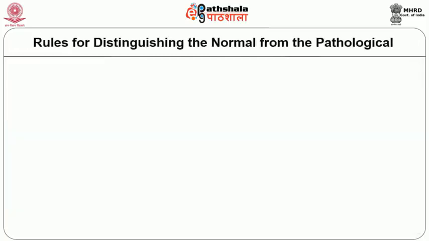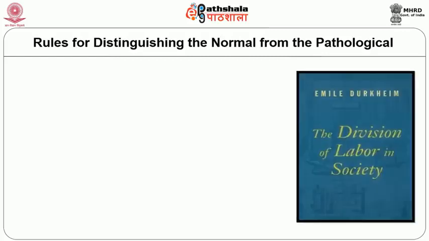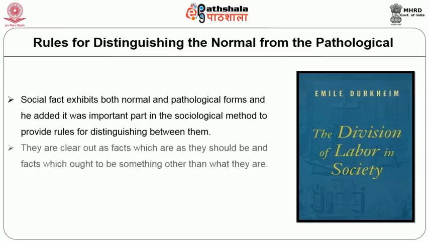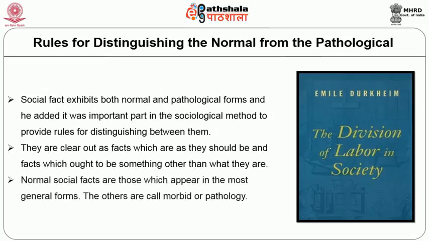Rules for distinguishing the normal from the pathological. Durkheim speaks of the necessity of distinguishing the normal from the pathological. In his book, The Division of Labor, social facts exhibit both normal and pathological forms, and he added it was an important part of the sociological method to provide rules for distinguishing between them. They are clear-cut as facts which are as they should be and facts which ought to be something other than what they are. Normal social facts are those which appear in the most general forms. The others are called morbid or pathological.